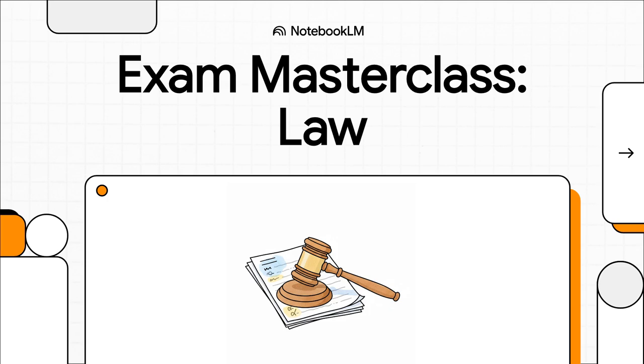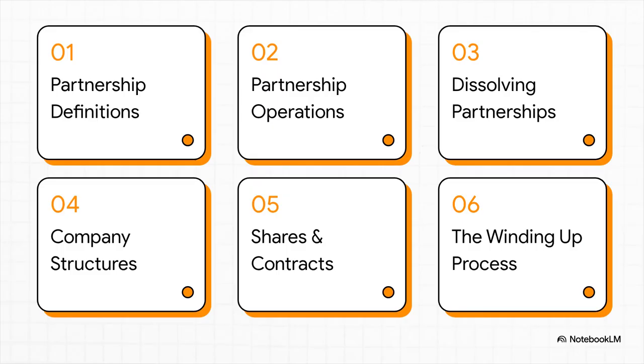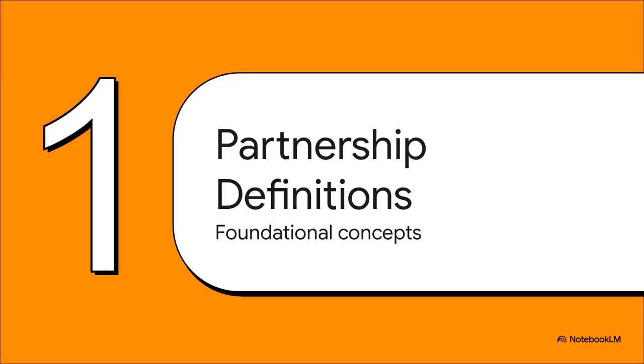Here we go. To keep things moving, here's our game plan for today. We're covering 6 main areas: partnership definitions and types, partnership operations and authority, dissolving a partnership, understanding company structures, company shares and contracts, and finally, the winding up process. Let's jump straight in. Section 1.